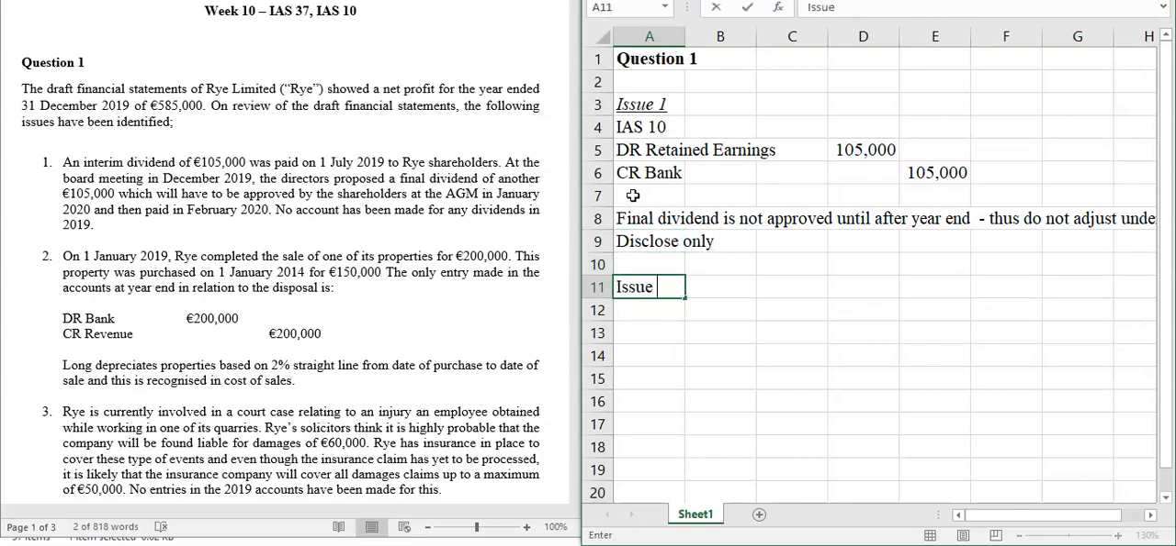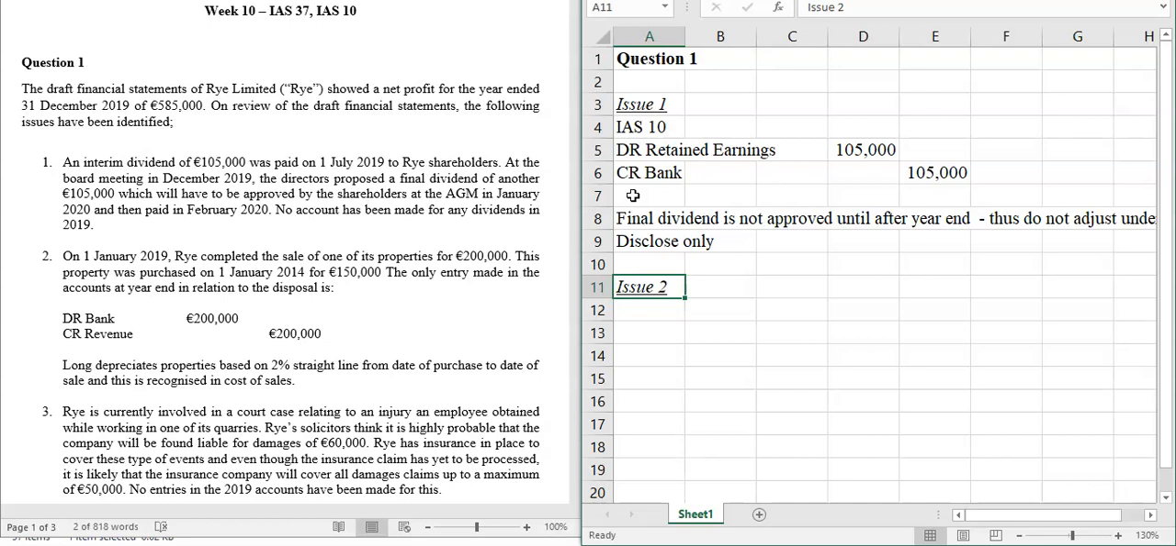That's the key thing with issue 1, is you know the guidance, which is dividends, IAS 10. Only if the dividend has been approved before the year end can it be accounted for in the accounts. If it hasn't, then it's disclosed only under IAS 10, events after the reporting period.